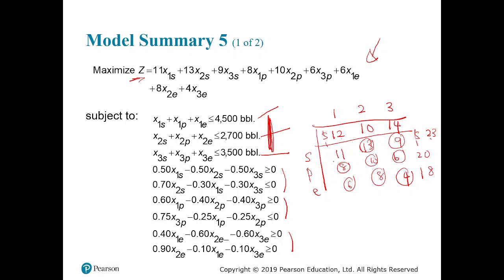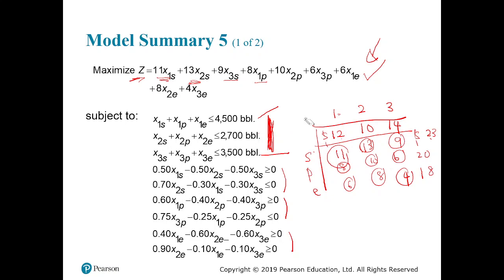Okay, so basically this is the cost for x1s. So it's 11 x1s plus 13 x2s and etc. So in total you have 9 decision variables. We have this as the objective function, and we have already established a long list of constraints.